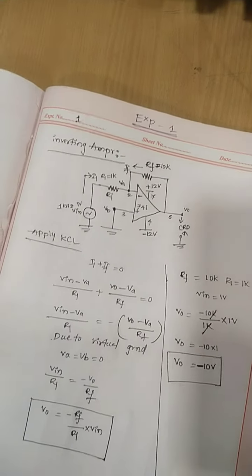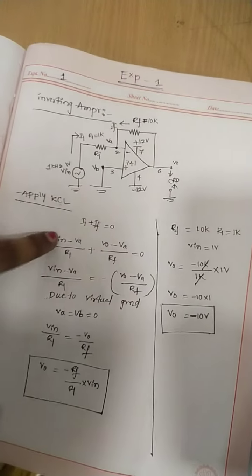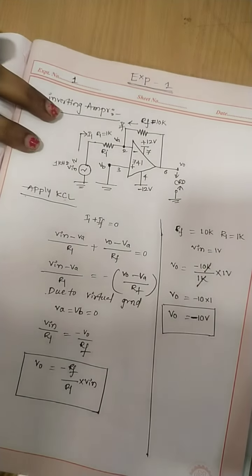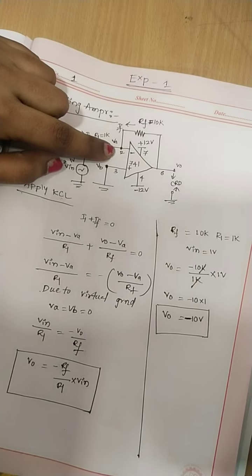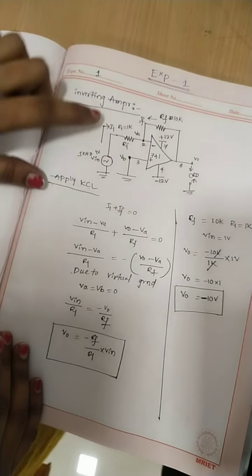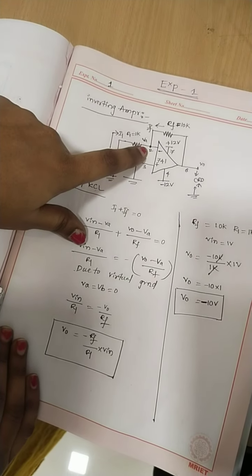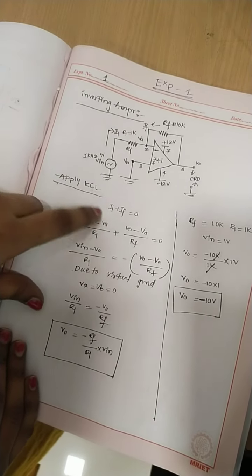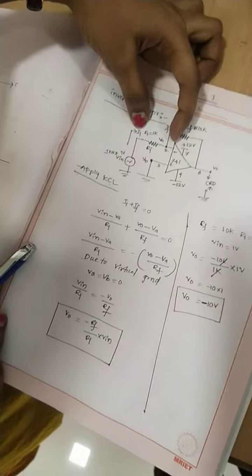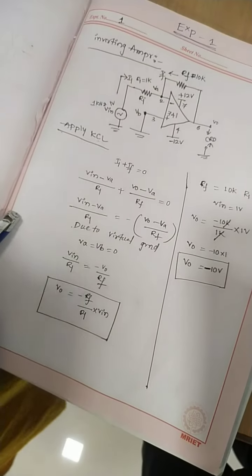Now we look into the calculations of what we would predict from this experiment. First, we know the KCL equation. According to KCL, the sum of incoming currents at the node point VA is equal to the sum of outgoing currents. So the input current I1 and the feedback current IF at the node VA sum to 0. I1 is the current flowing through the input resistance, which is (Vin minus VA) by R1.